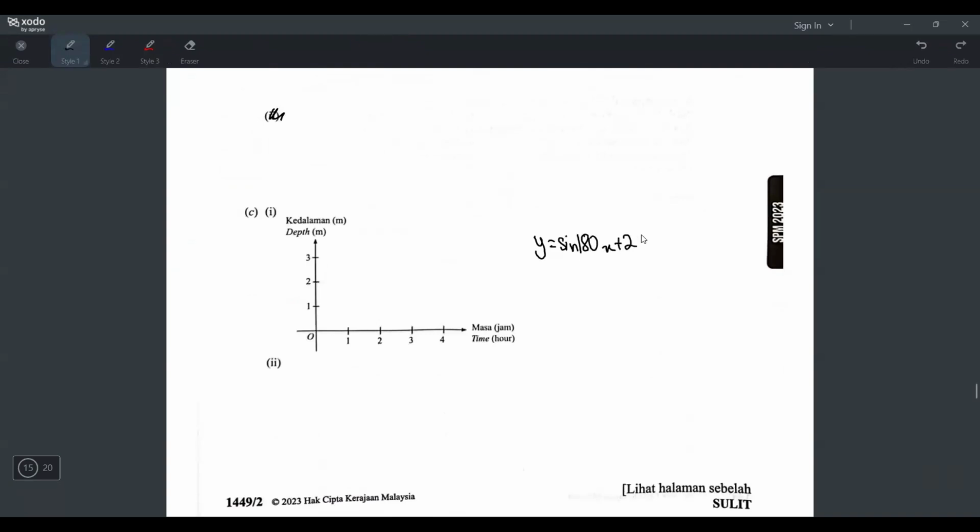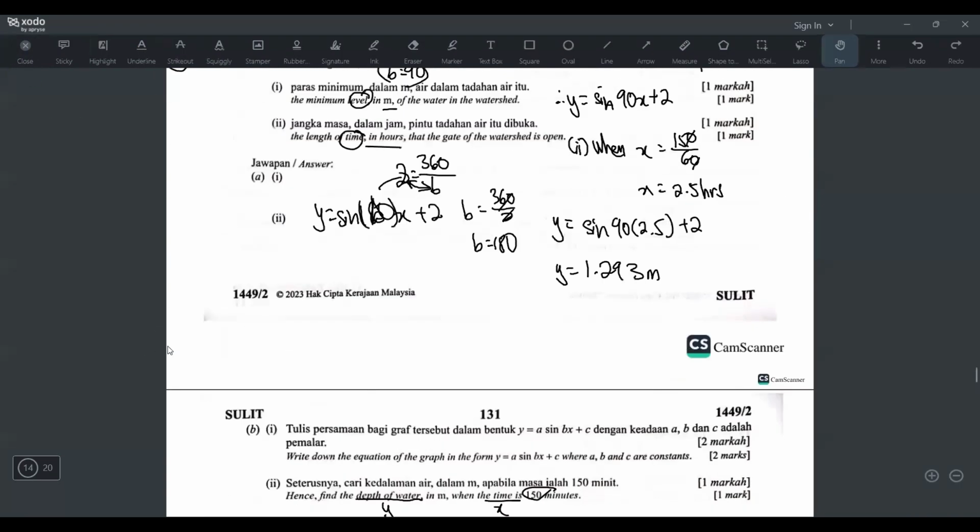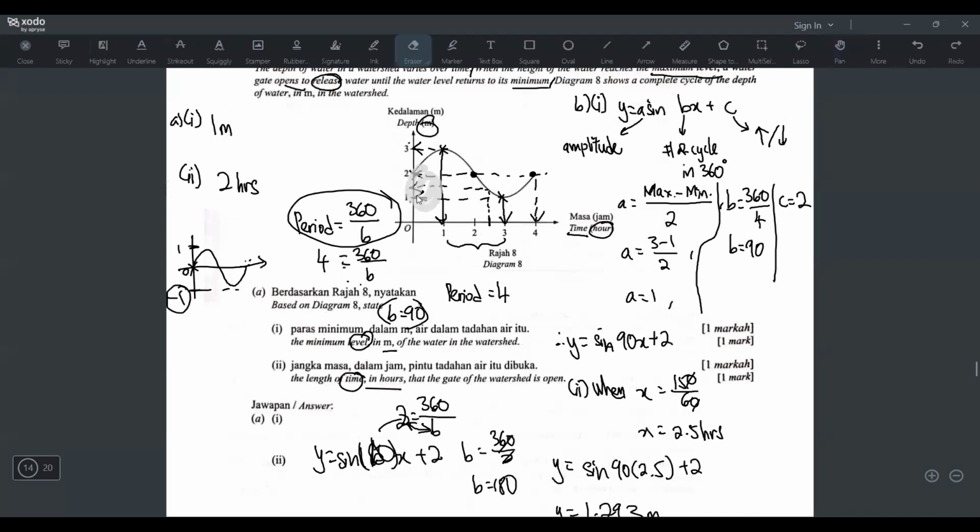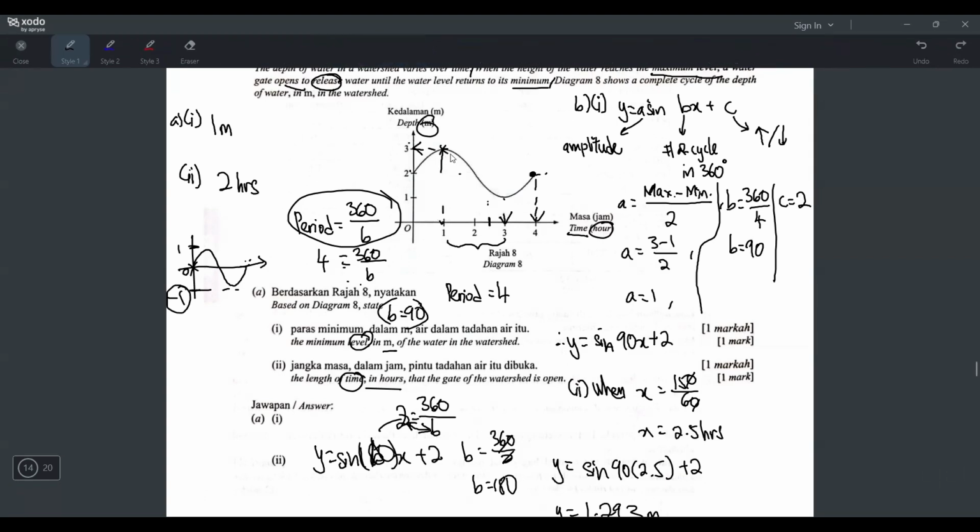Okay, macam tu. Okay, so what do I have to do now? First, I know the start point is here. This is where it starts, 0, 2, right? 0, 2. Okay, let me erase this. Okay, it starts here. But the next point will be when the water level is 3 meter, right?